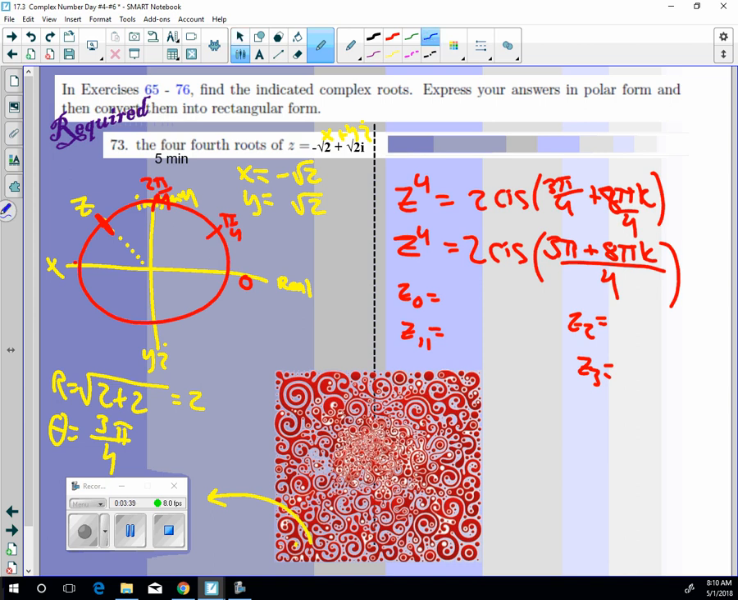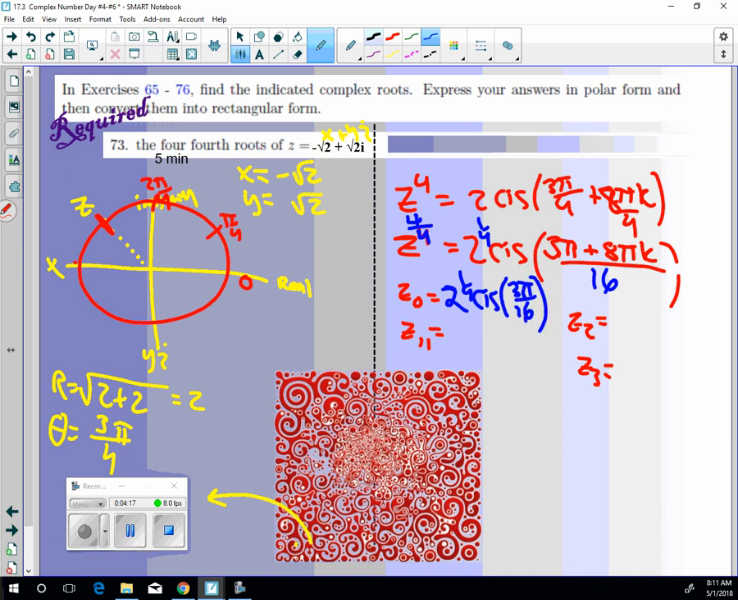Put a 0 in for k and you get, oh, I'm sorry. Whoa, I'm not done yet. I got to get rid of this. This is going to be 4/4, 1/4, 1/4. So this is going to be 2 to the 1/4, and this is going to be 3 pi plus 8 pi k over what? 16, yeah. So here we go. This is going to be cis 3 pi over 16.